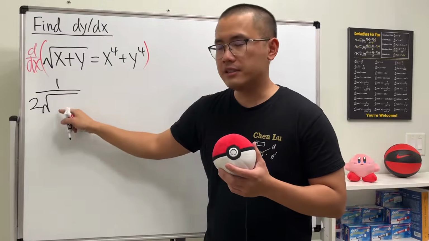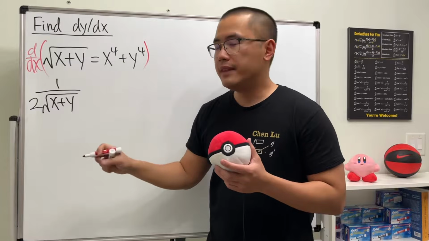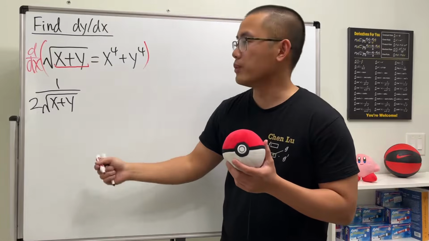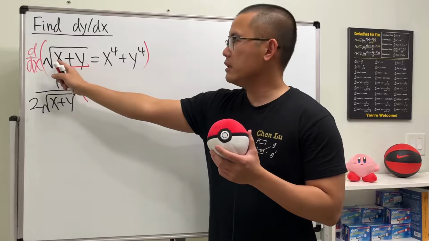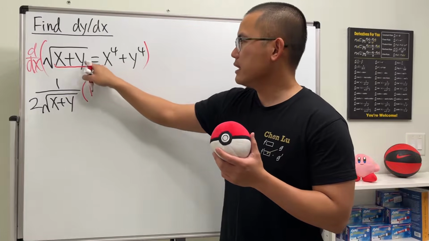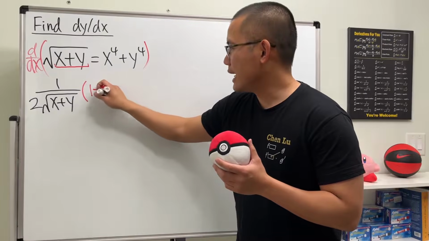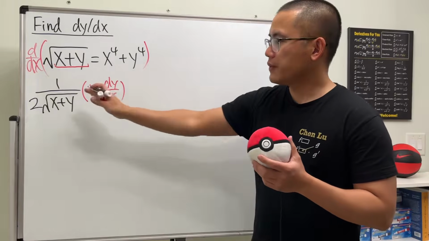And the inside stays the same right here. So let's put down x plus y. And then we look at the inside and multiply by the derivative of the inside because of the chain rule. So let me open the parentheses because it has two terms. Firstly, the derivative of x is just 1. Secondly, the derivative of y is not 1, it's dy/dx. So we add the dy/dx here. So that's it for the left hand side.